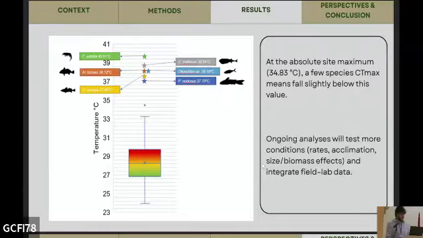What I found was that the closest one to the absolute site maximum was the CTmax reached by the Pinot de Zu species, a type of catfish, really abundant in French Guiana. Their CTmax was close to 37.7 degrees, which is, you might say, far away from the absolute site maximum, but actually not that far, only 2 degrees. And as we all know, climate projections are really alarming on how the temperature is going to be increasing for the next century. Obviously, ongoing analysis will test more conditions. We're going to try rates, acclimation, size, biomass effects, etc.